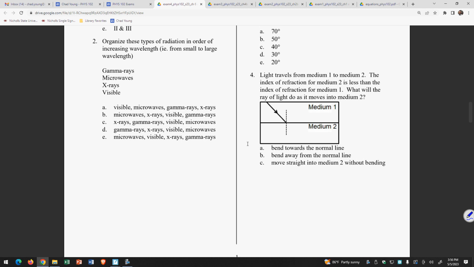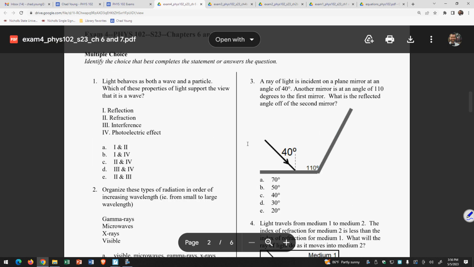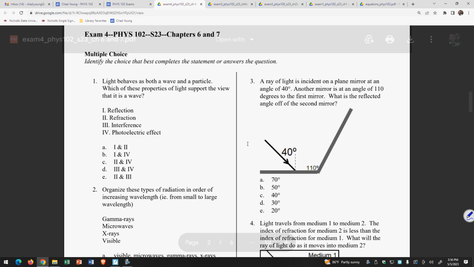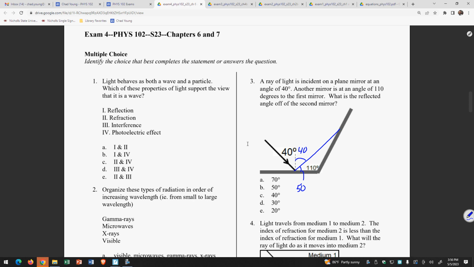Okay, so the law of reflection says that these two angles must be equal. If that's 40, that means this angle is 50, because they should add up to 90. And then 110 and 50 is 160. That means this angle must be 20 degrees, which means this angle must be 70, which means the final reflected angle is also 70. That's what I want to know.